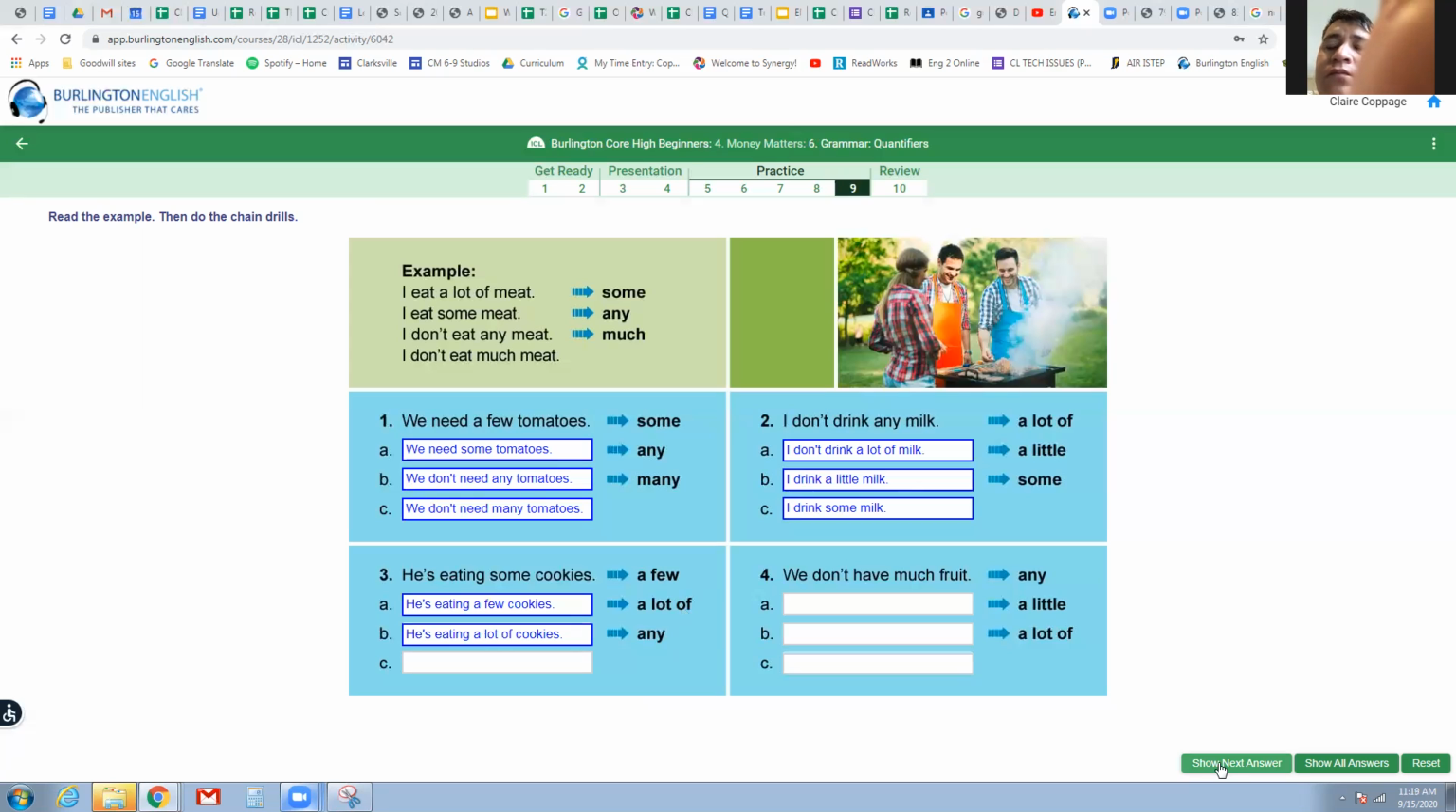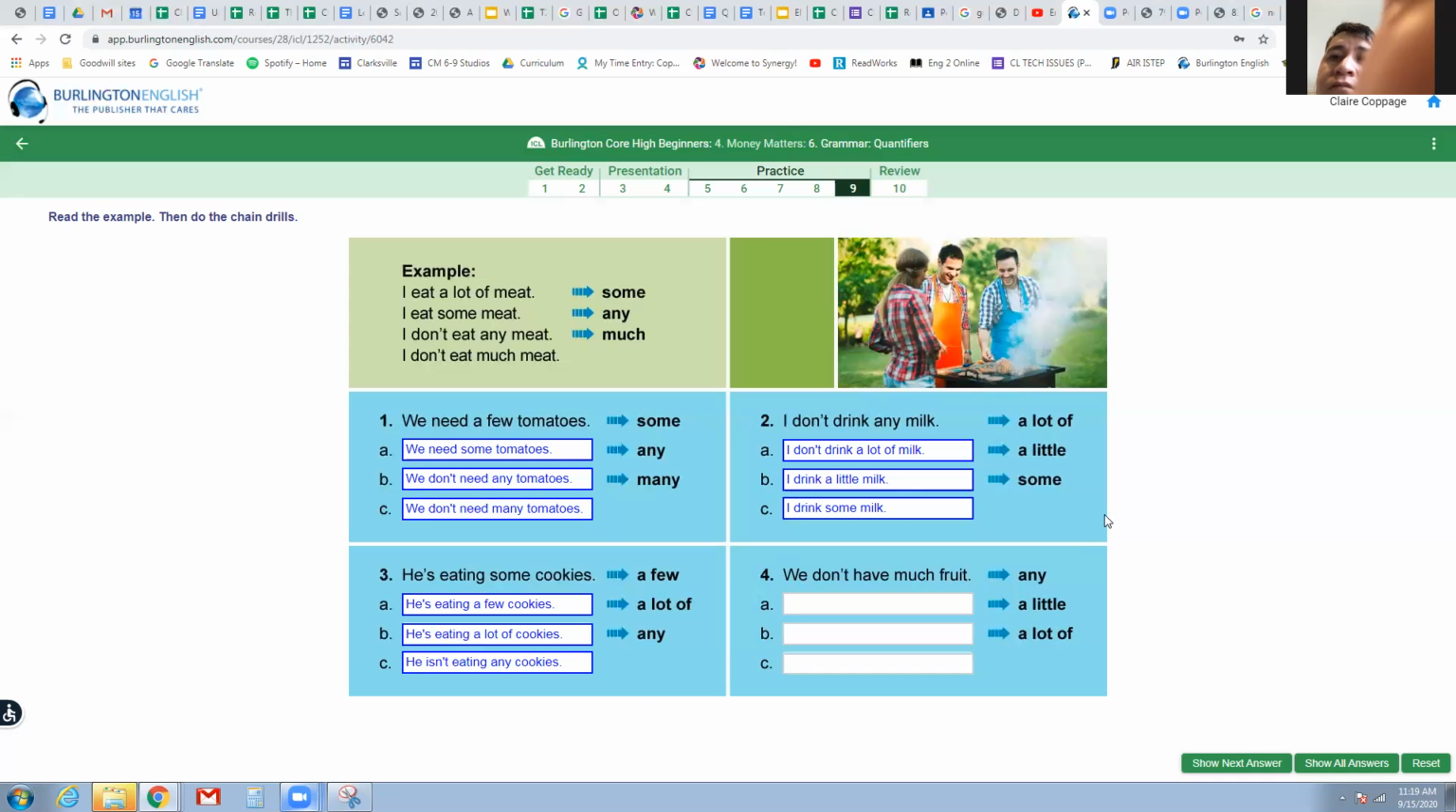And now any. So any is negative. So can you put it into the negative? Let's see. He isn't eating any cookies. So that is a lesson from the past. You haven't had that lesson. But he's eating es como está comiendo. Ese tenso se llama present continuous. And en el negativo, he isn't eating. Es como no está comiendo. Good. All right, number 4.